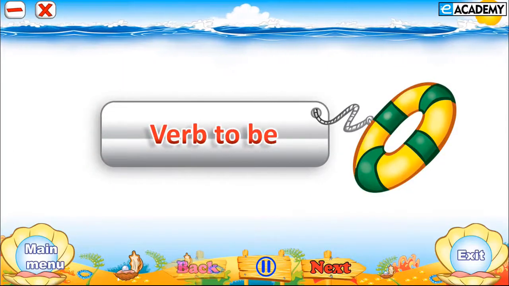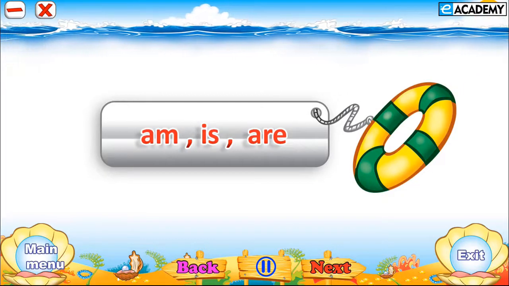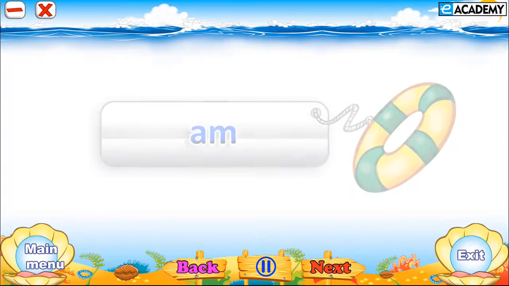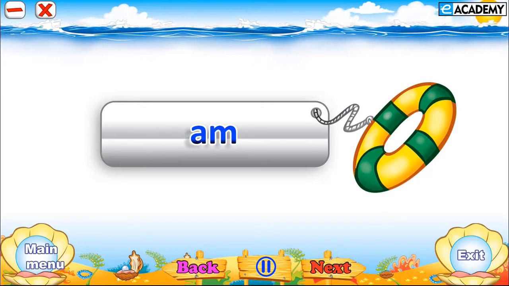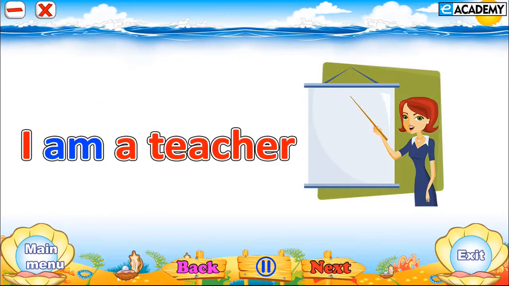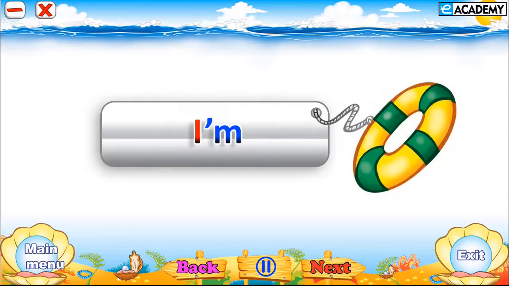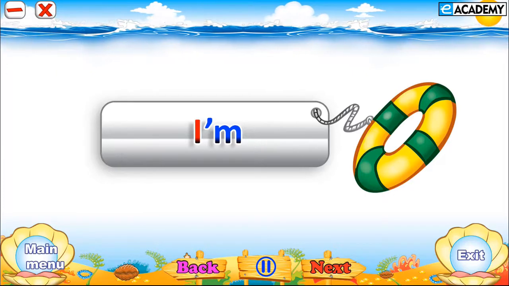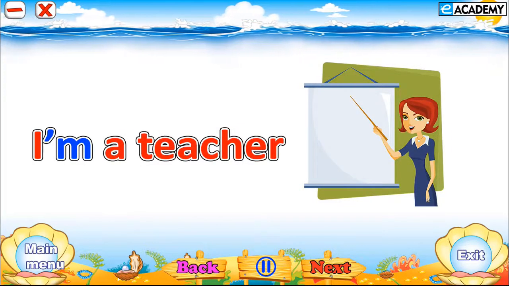Ball. The verb to be. Am, is, are. We can use am after I. I am a teacher. The short form of I am is I'm. I'm a teacher.